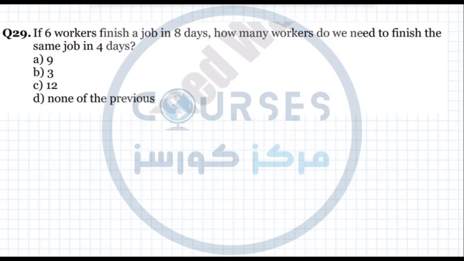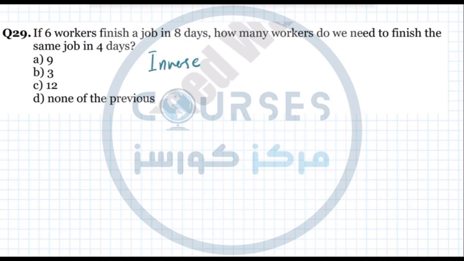Okay, let's look at this one. If 6 workers finish a job in 8 days, how many workers do we need to finish the same job in 4 days? So again, 2 relationships. We need to know if it's direct or inverse. Let's imagine some workers building a house. If you have more workers building a house, will they take more time to finish it or less time? Clearly, more workers, they will finish faster. More workers means less time. So that's actually an inverse problem.